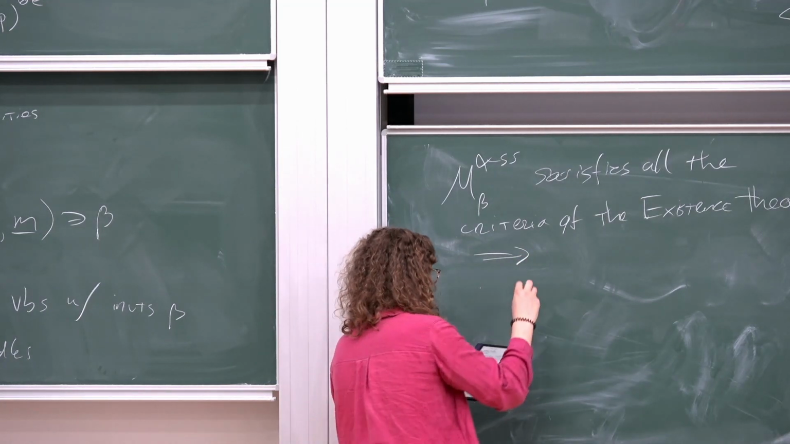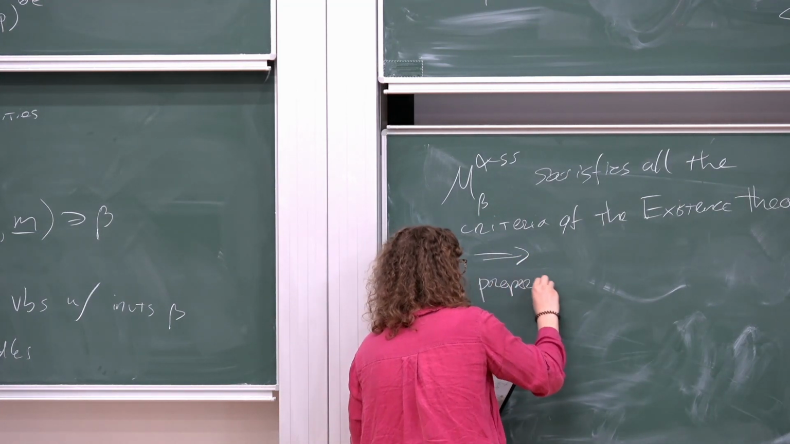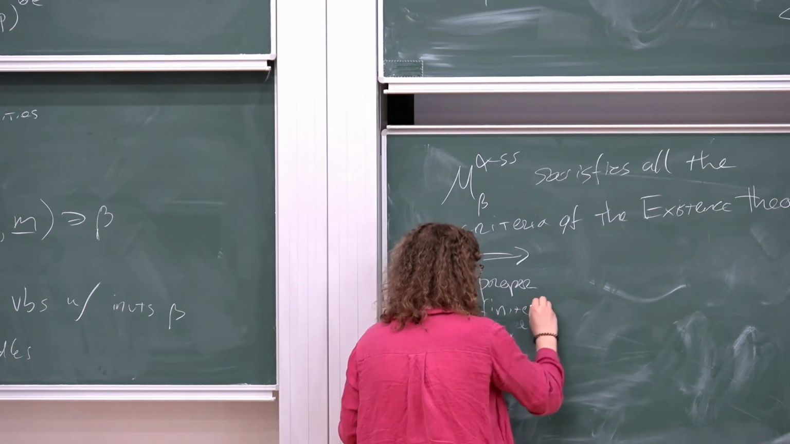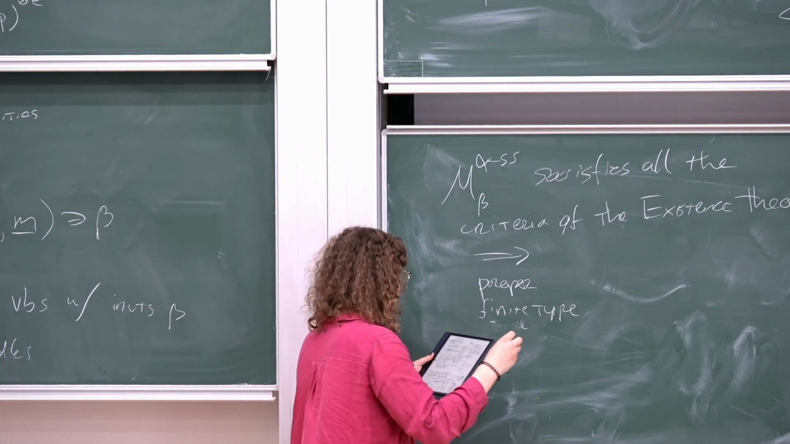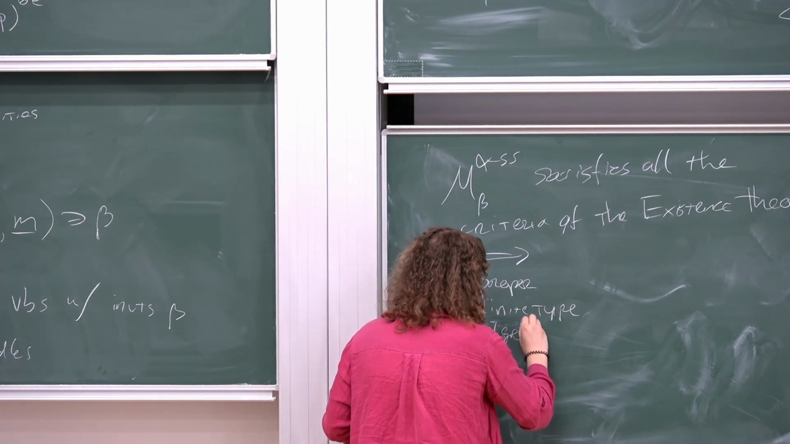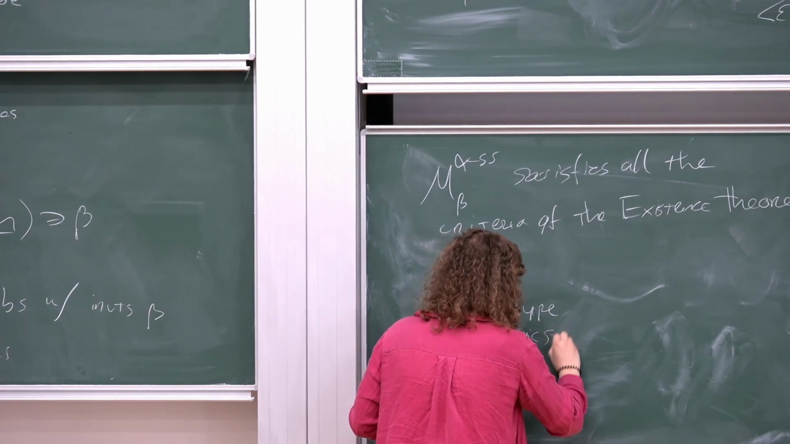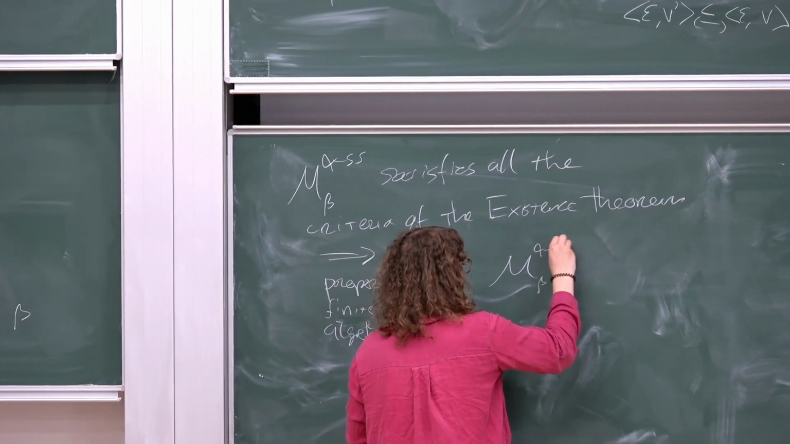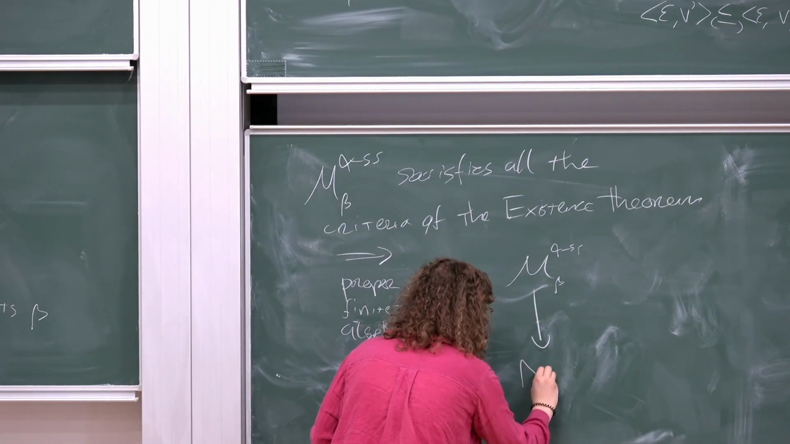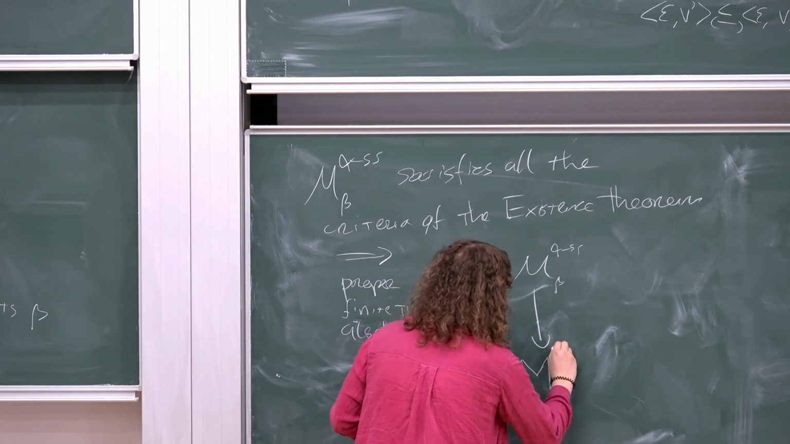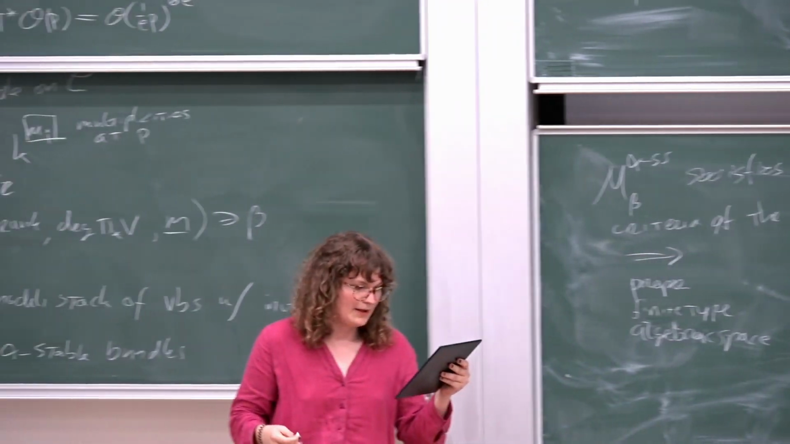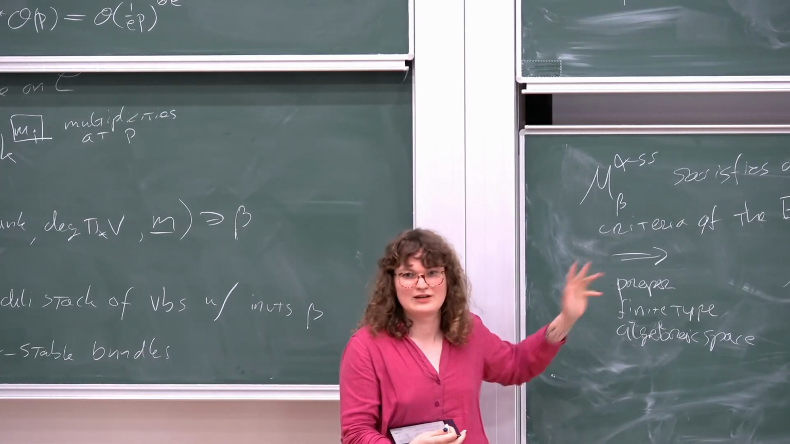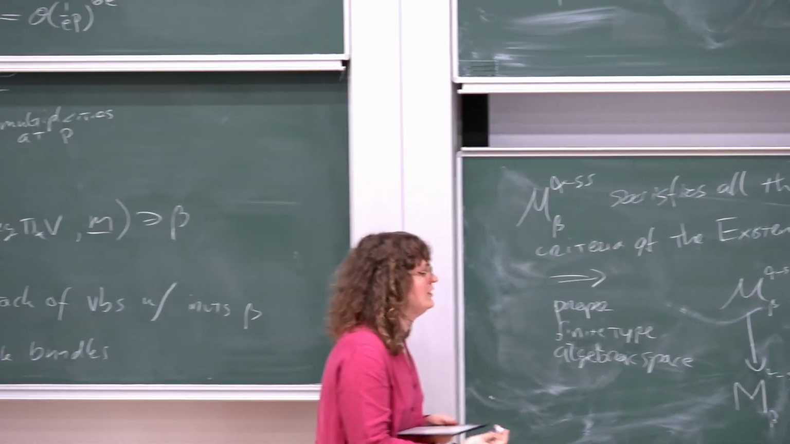So what we get is a proper finite type algebraic space together with a map, which is a good moduli space map. This is really nice, but I don't like a proper algebraic space. I would like a projective scheme. So how do we do that?